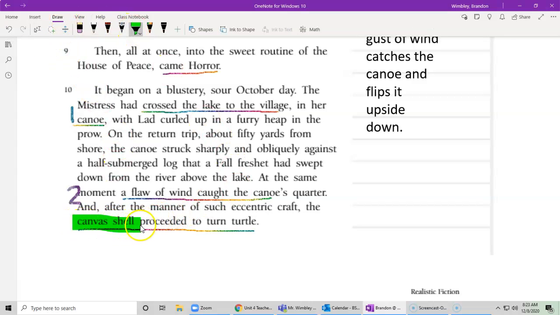This canvas shell and a turtle, which we already underlined when we discussed it. So the canvas shall proceed to turn turtle. Now, the words turtle and shell are clues that the author is comparing the canoe to a turtle. How would a canoe look like a turtle? Well, maybe at the bottom of the boat, the shell is uppermost. It would look like a turtle. By comparing the canoe to a turtle, the metaphor helps me visualize what has happened to the canoe.